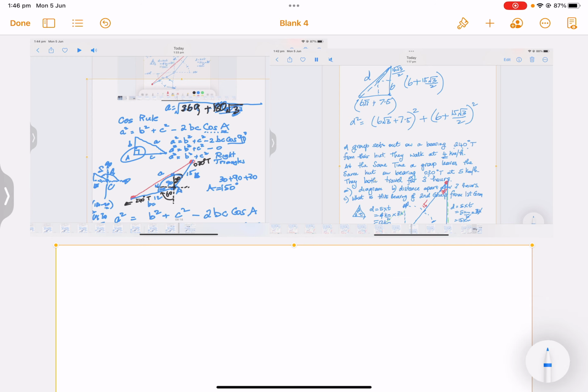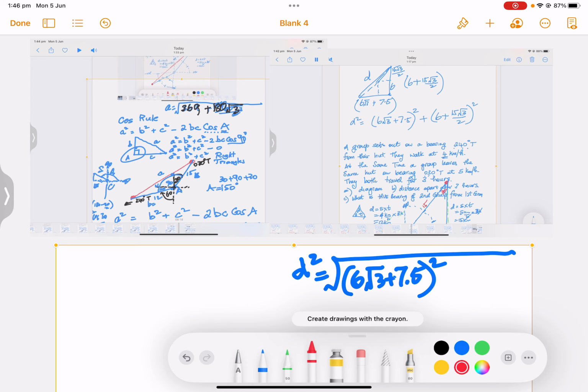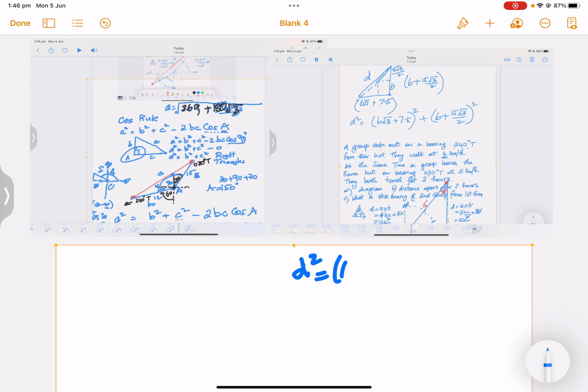In the first group, over on the right here, I've got that the distance squared equals 6 root 3 plus 7.5, squared. They were the two right angle triangles, the two horizontal components. We square that. And the vertical components of those two sides to make the big triangle was 15 root 3 over 2. Now we square that.